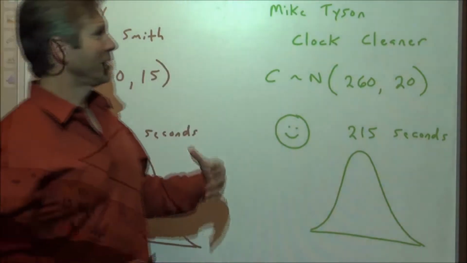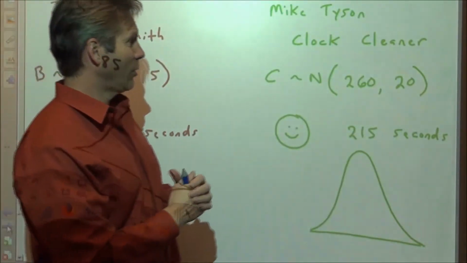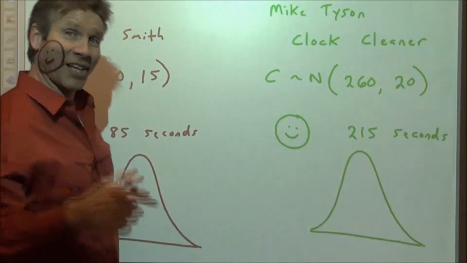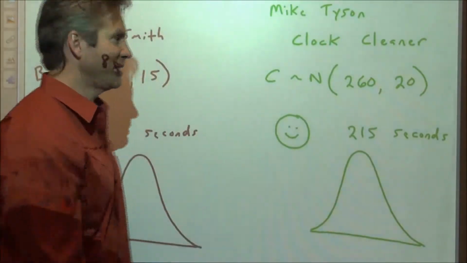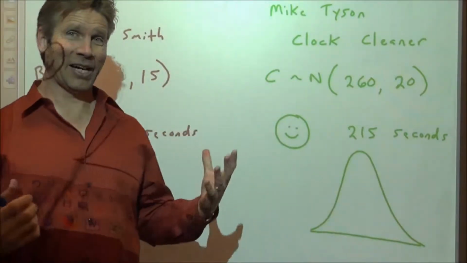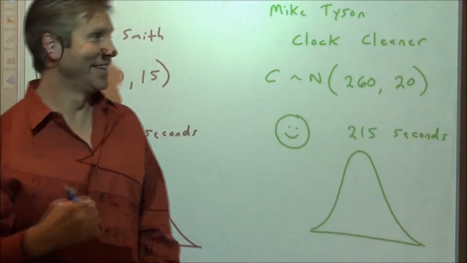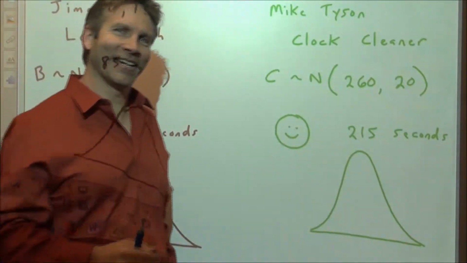Meanwhile, Mike Tyson, I don't know if you knew this or not, but he is now a clock cleaner, and so the time it takes him to clean your clock is about 260 seconds with a standard deviation of 20 seconds. By the way, with him, it's not the first punch you got to look out for, it's the second hand. That joke is funny because a clock has a second hand.